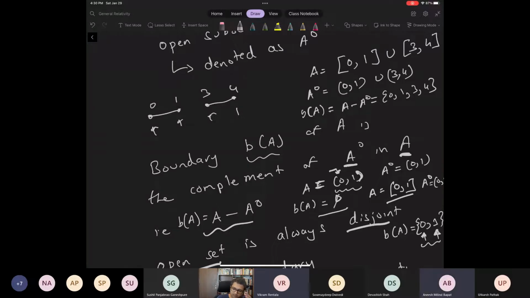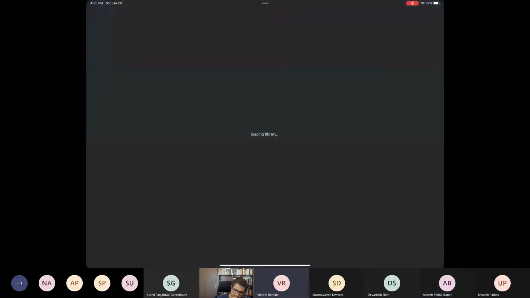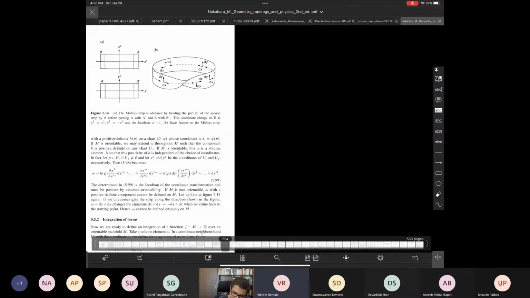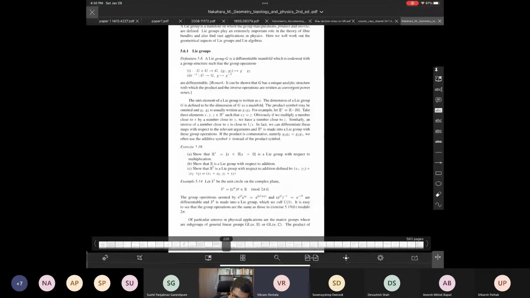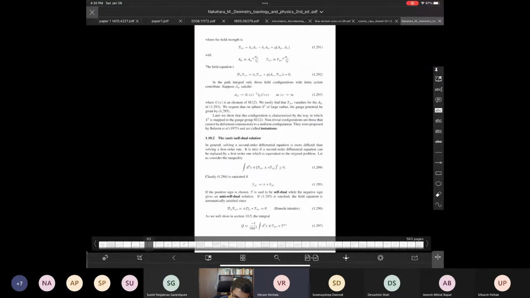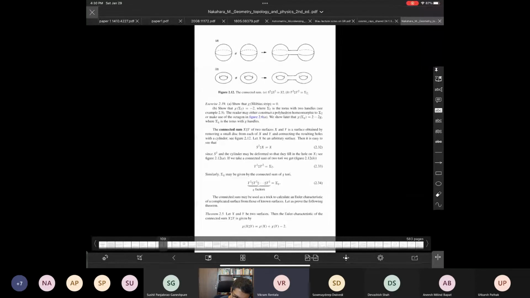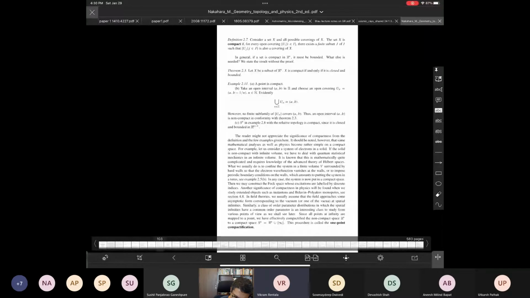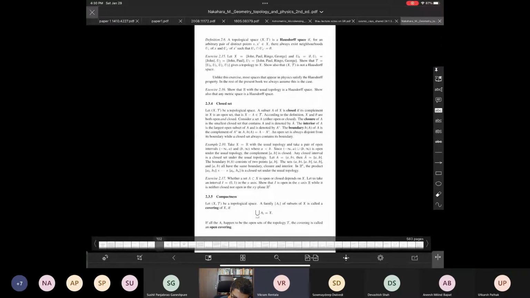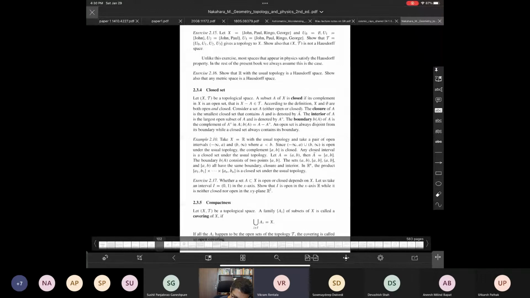In other contexts, I've seen it written that open sets do have a boundary, but it's not included in the set. So I've been following Nakahara's definition. Let's take a quick look at their definition. Yeah, so in their definition, A minus the interior of A, so it doesn't include the boundary.